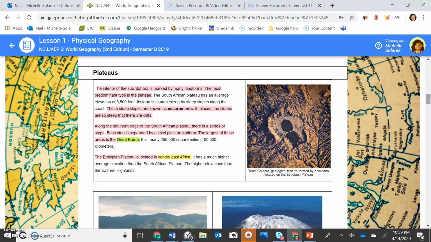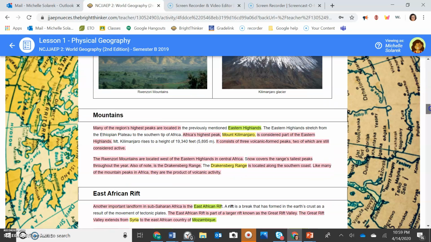So what do you have in these plateaus? Because this question I'm not going to give you a lot of help in, but it's the steps, it's the steep slopes. So you all find that in the plateau, and you're going to have to answer that question on your own, so keep that in mind.